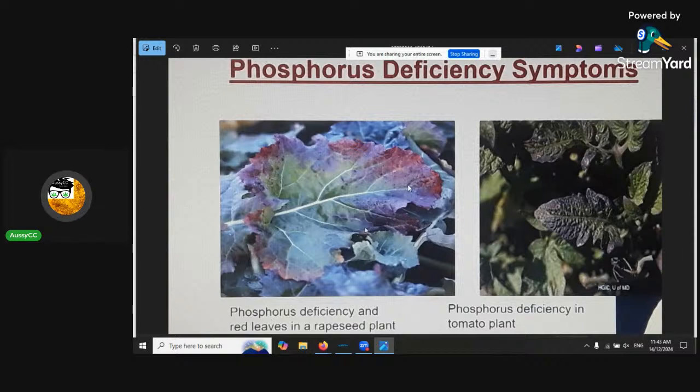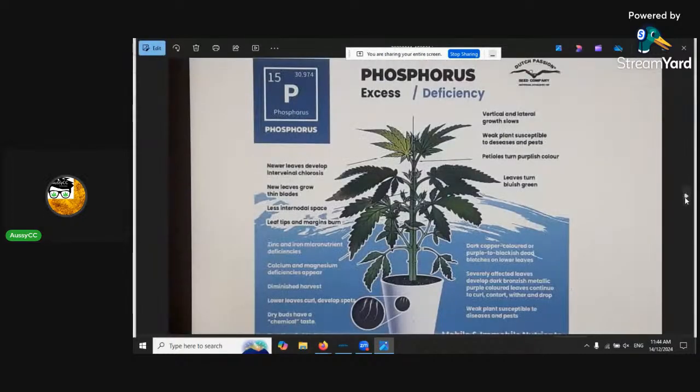In a rapeseed plant, a tomato plant, see how it's just really, really dark? You think, wow, that's so healthy, it's so dark. No, that's actually phosphorus toxicity. Not good. And more than likely, you'd be fertilizing and it would be trying to get it out of the substrate, which would already have a lot in it, phosphorus already. So that's probably how it happens.